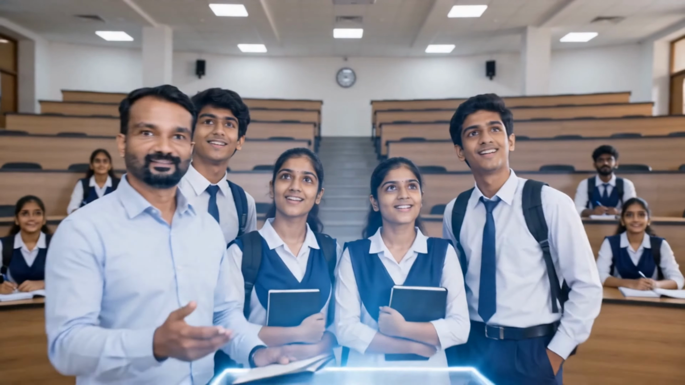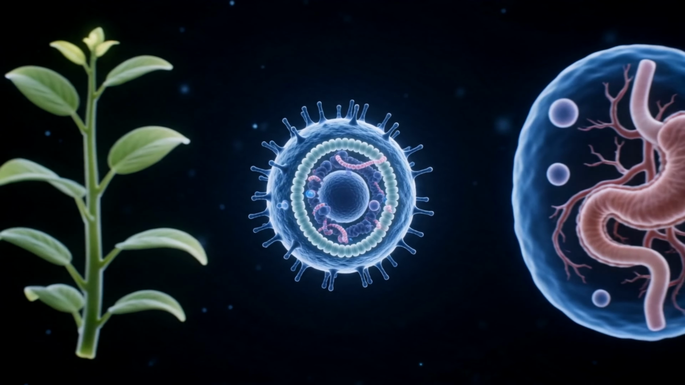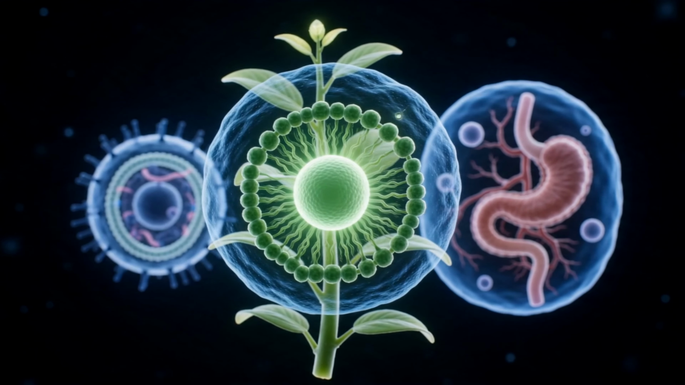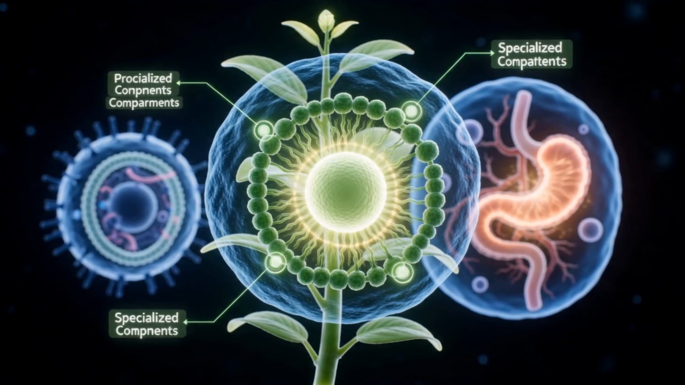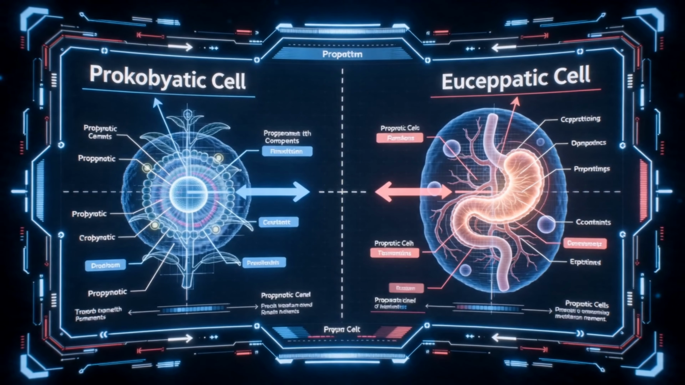Life exists in many forms, from the simplest cells to highly organized biological systems. Some cells are simple and ancient, while others contain specialized compartments that perform unique tasks. Scientists classify these two major groups as prokaryotic cells and eukaryotic cells.